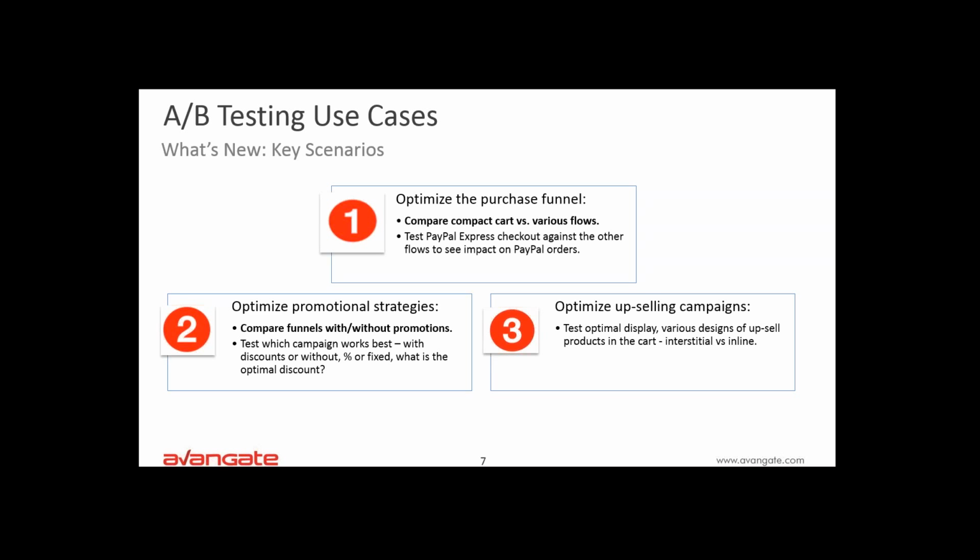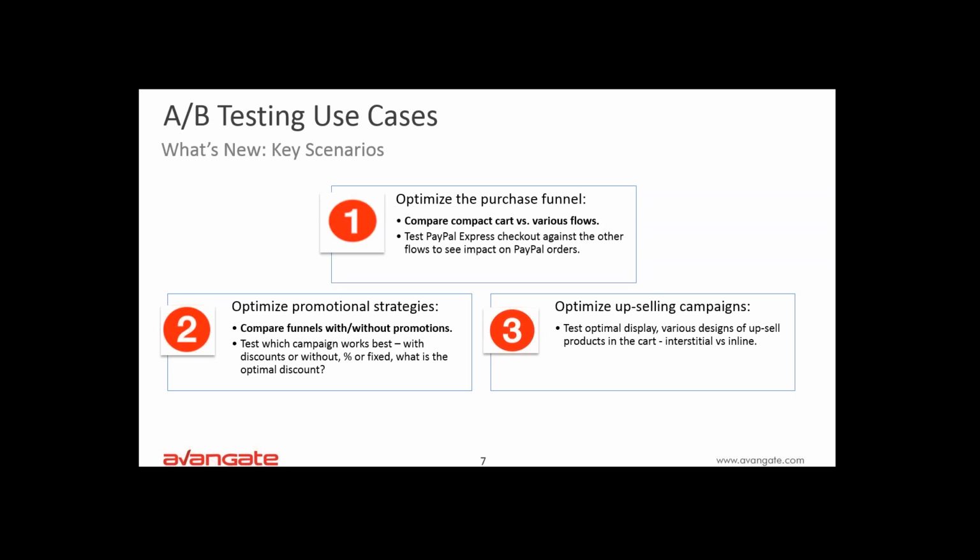So for example, you can test a flow that has compact shopping cart fields or a short form, which minimizes the billing information needed from your customers and actually speeds up the purchase process, and you can compare that versus other flows. You can test how efficient PayPal Express checkout is within Avangate, and really see the positive impact on PayPal orders or on customers using PayPal to pay for their orders.